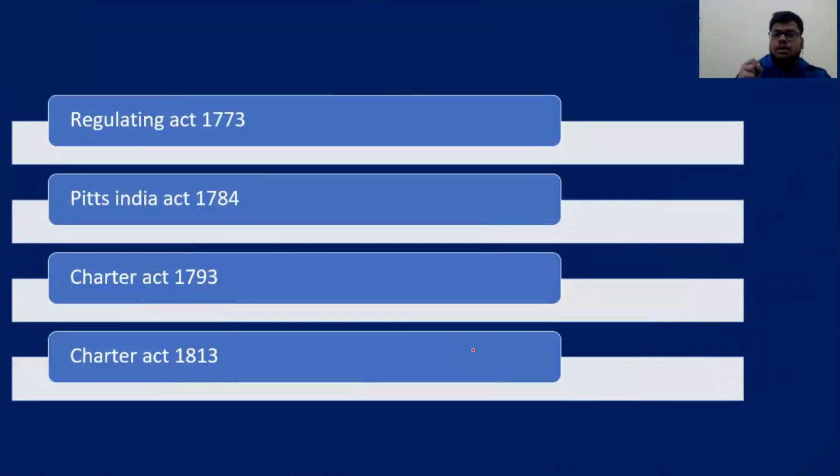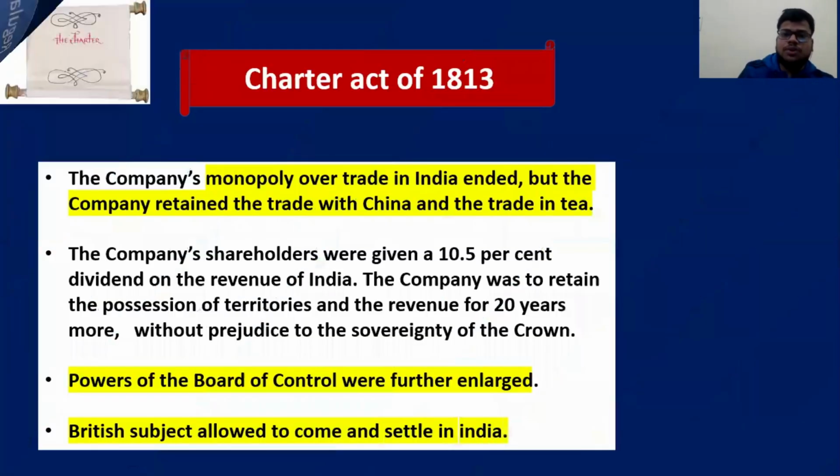Now, we have seen a series of acts. For example, we have seen the Regulating Act, the Pitt's India Act, and the Charter Act. Within the Charter Act, it was given that 20-year privileges will be given. And hence, there comes the time of 1813, and this Charter Act has to be updated. So, in 1813, again, that Charter Act has come. And now, in this Charter Act, you can see the influence of these ideas. Let us see one by one.